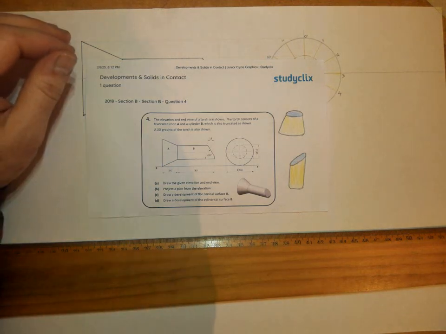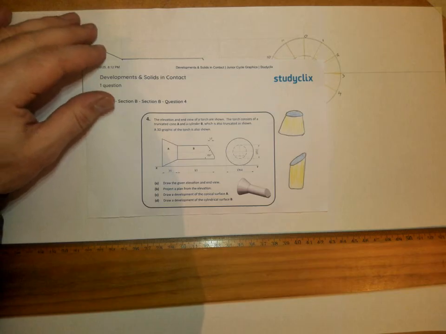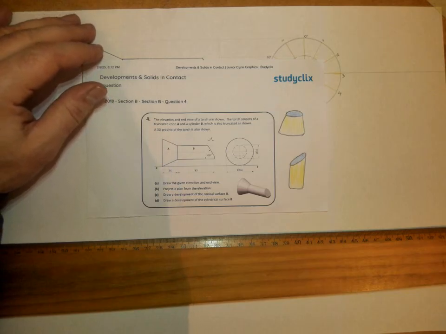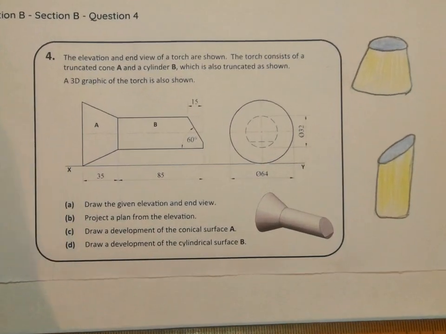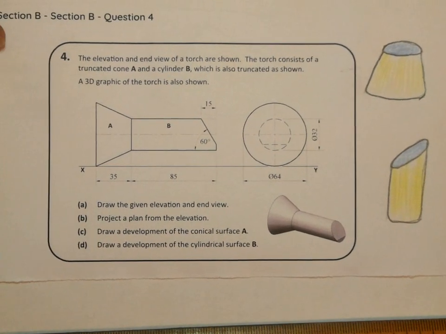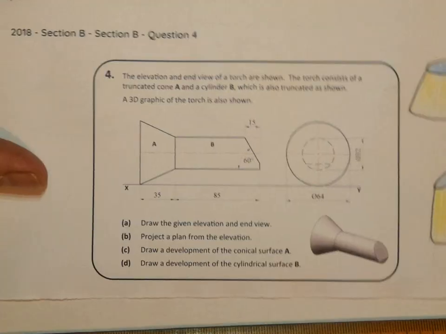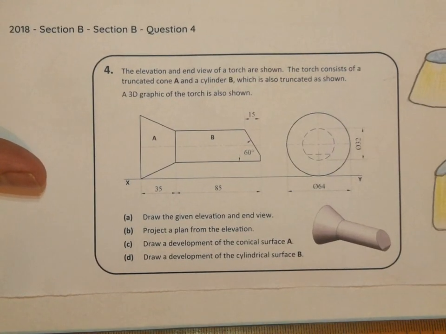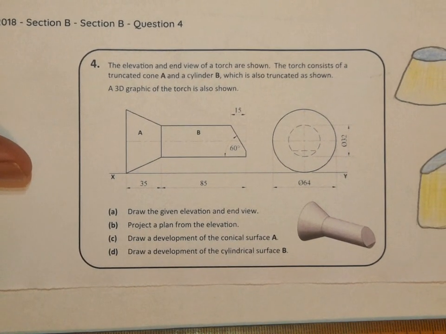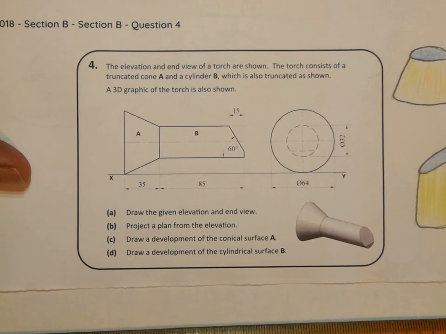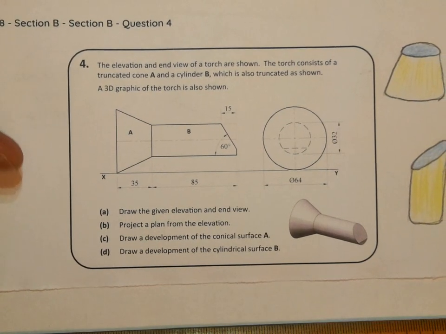In this next video, I'm going to take a look at the development of a truncated cone and a truncated cylinder. This question is not in your workbook, it's from the 2018 paper, section B, question 4, and I'll add a link to this question in Google Classroom.